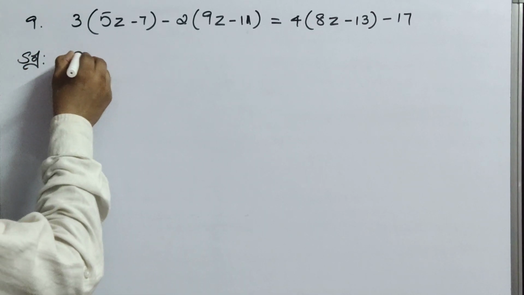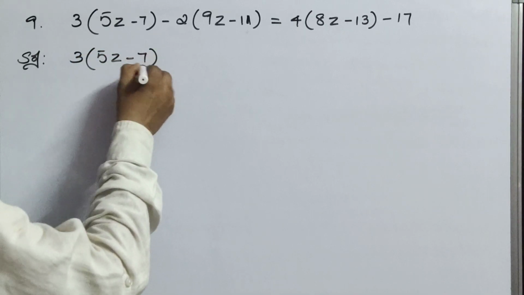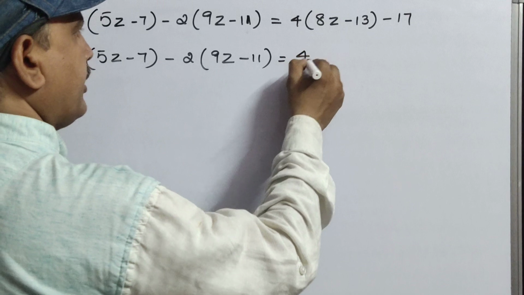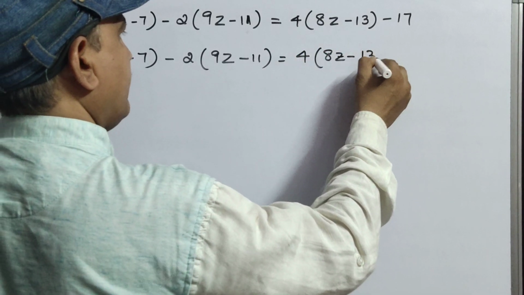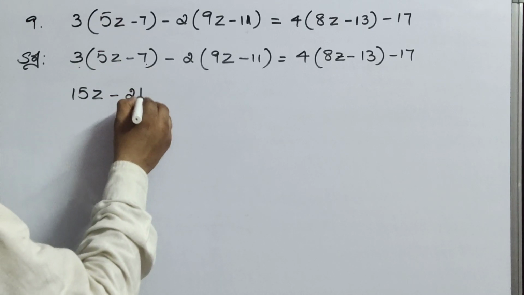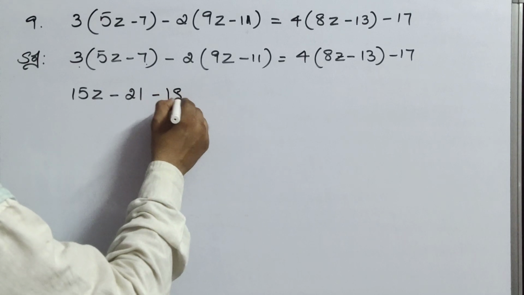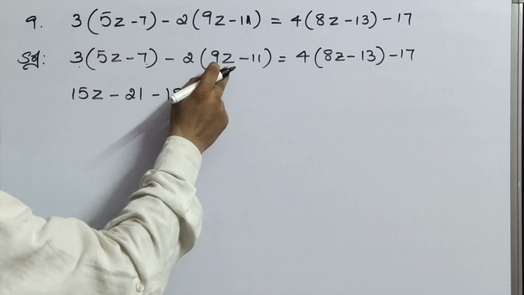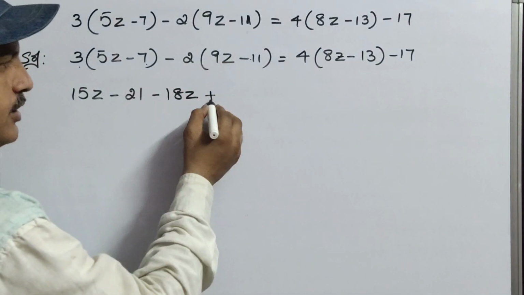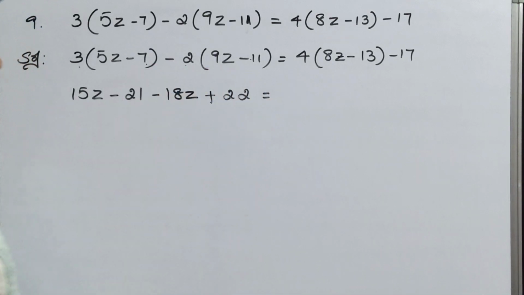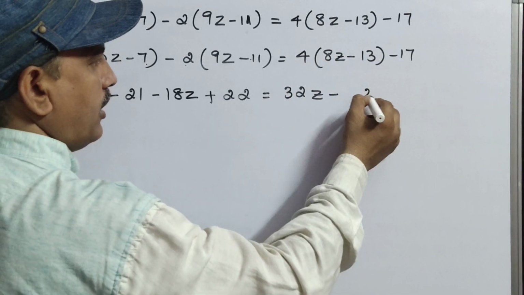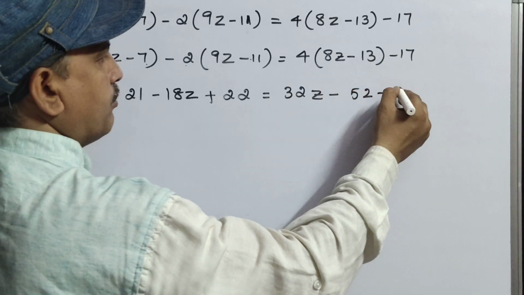As he told that first simplify it, no? So 3 into 5z minus 7 minus 2 into 9z minus 11 equals 4 into 8z minus 13 minus 17. 3 5s are 15z minus 3 7s are 21, minus 2 9s are 18z, minus into minus plus, 2 11s are 22, equals 4 8s are 32z minus 4 13s are 52 minus 17.